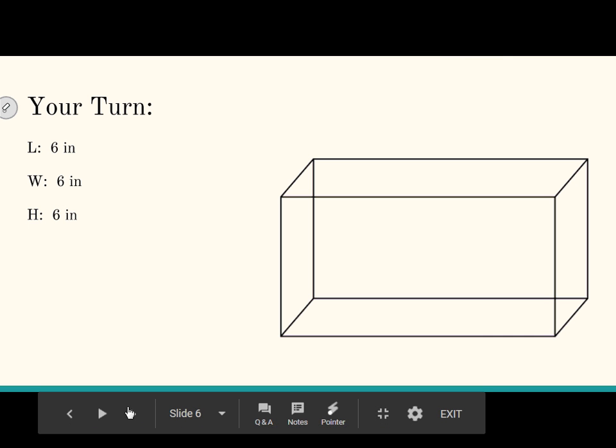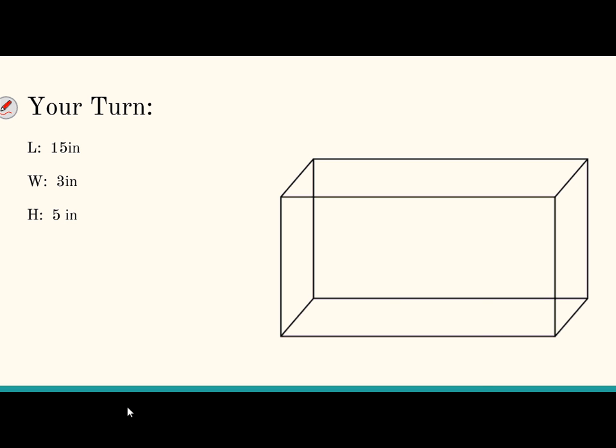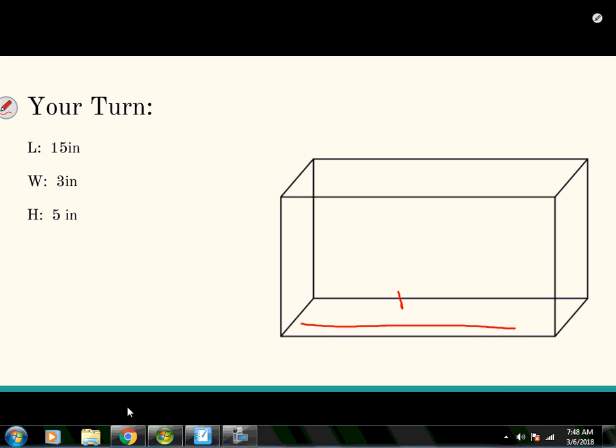Let's try another one. Okay, pause this video, but think about your length is 15 inches, width is 3 inches, and your height is 5 inches. Pause the video, work that out. Okay, so we have 15 times 3 times 5, which is basically saying 15 times 15, which is 225 inches cubed.